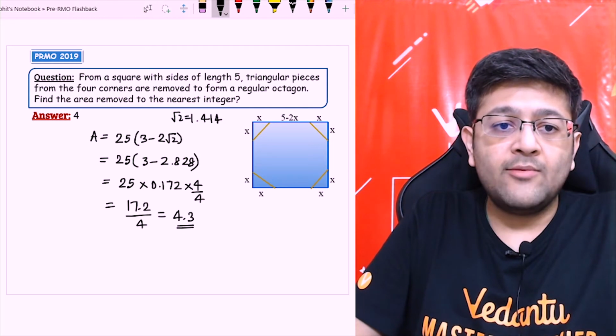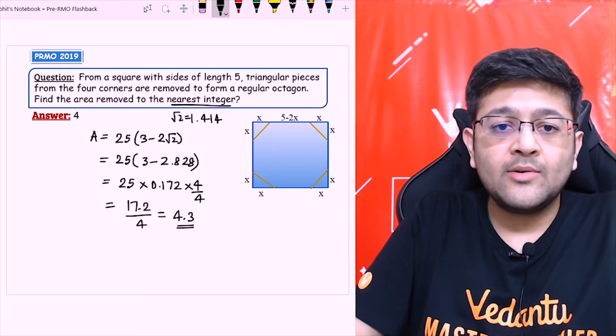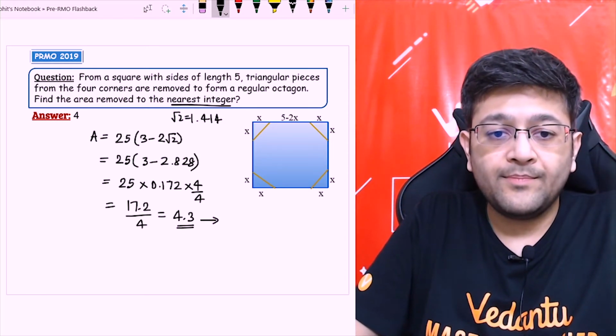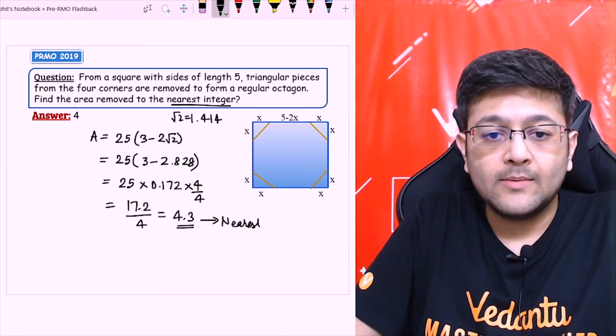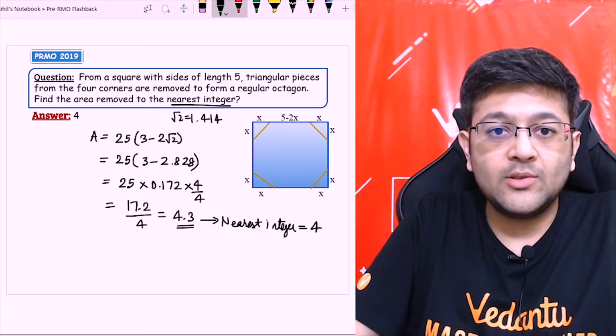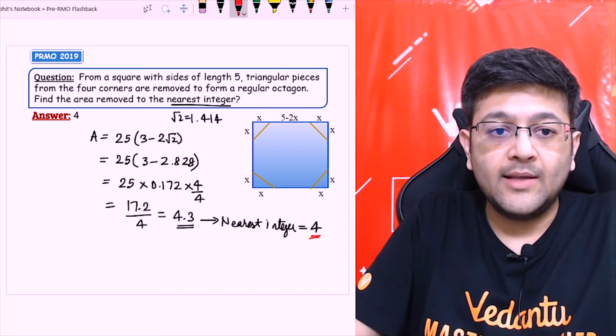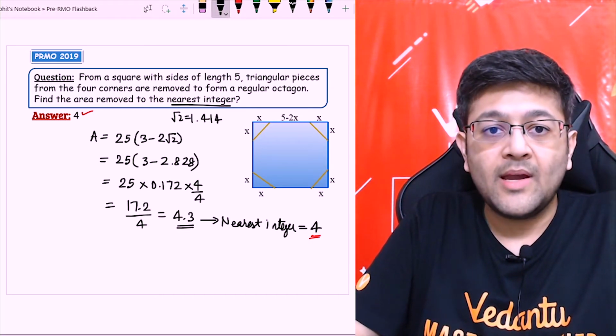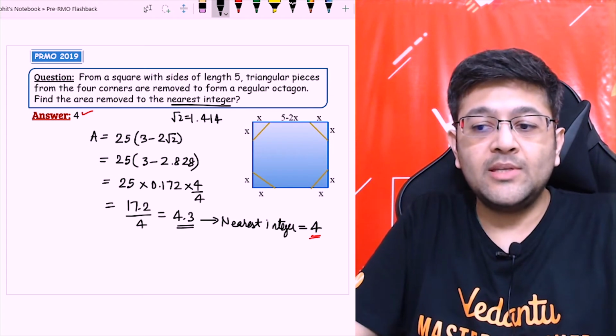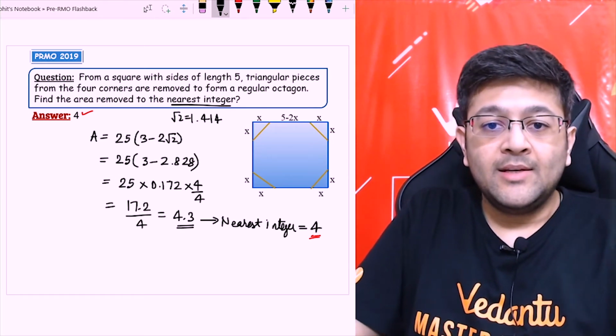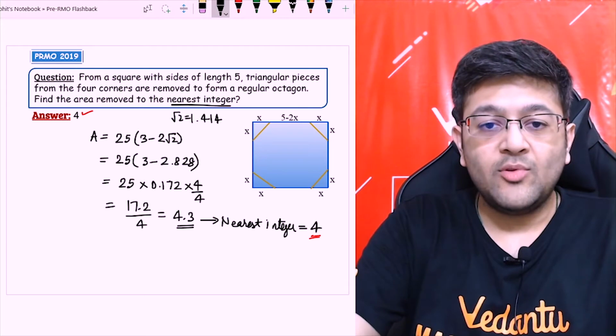So find the area removed to the nearest integer. Okay, so the nearest integer would be 4. So the answer to this question will be 4, as you can check it also. I hope everyone is clear on the first question. Okay, so let's move on to the next question.